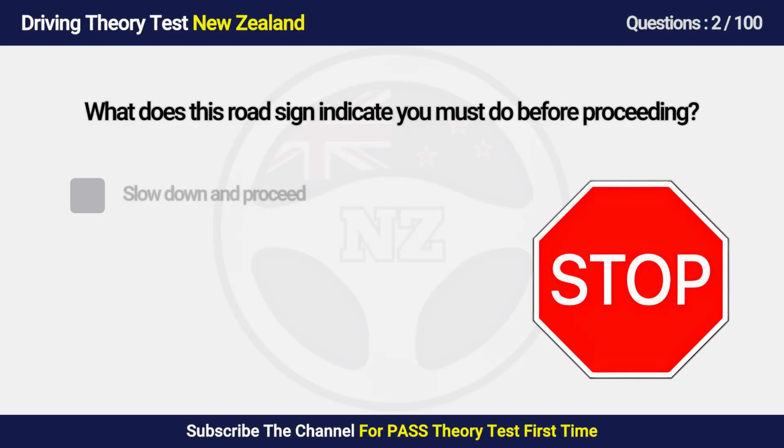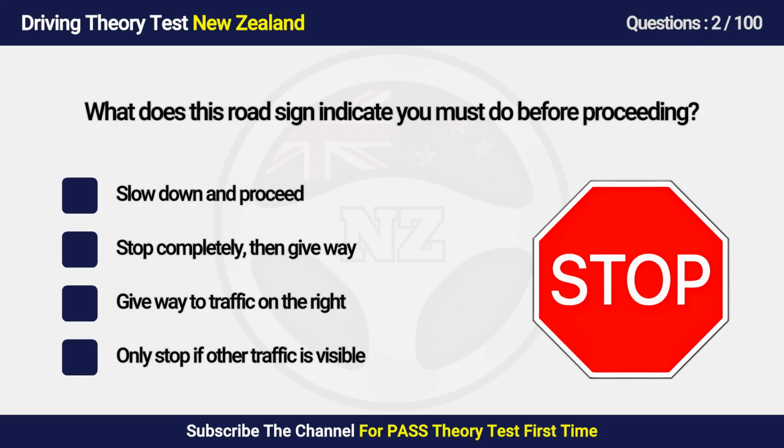Question 2. What does this road sign indicate you must do before proceeding? A. Slow down and proceed. B. Stop completely then give way. C. Give way to traffic on the right. D. Only stop if other traffic is visible.